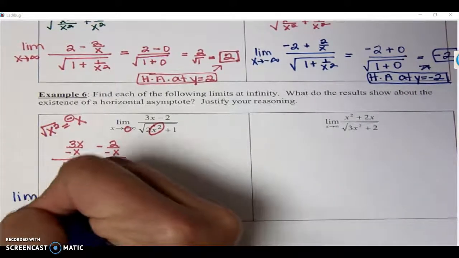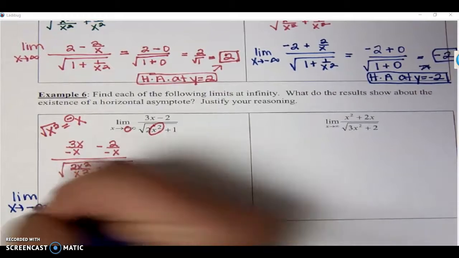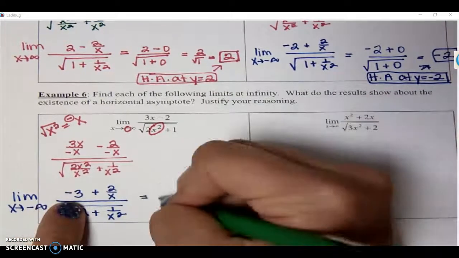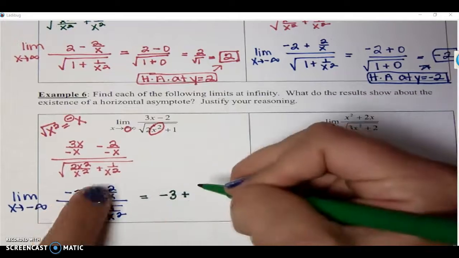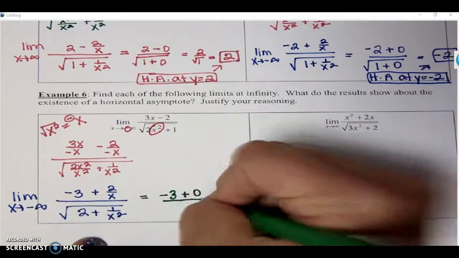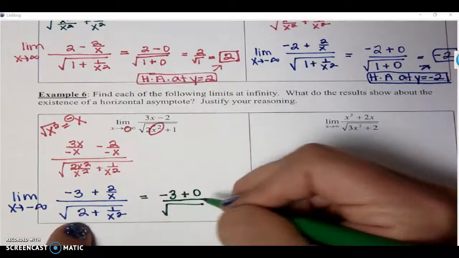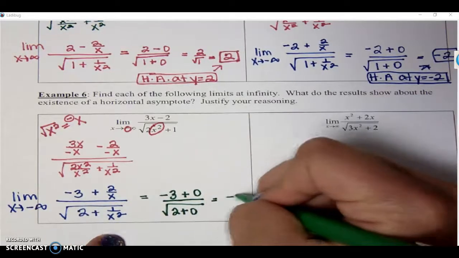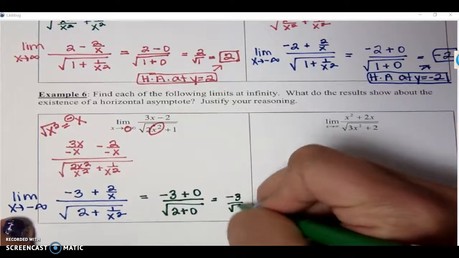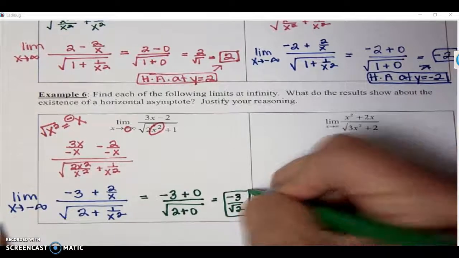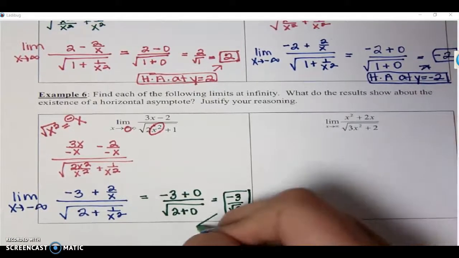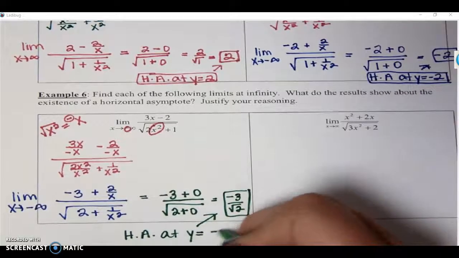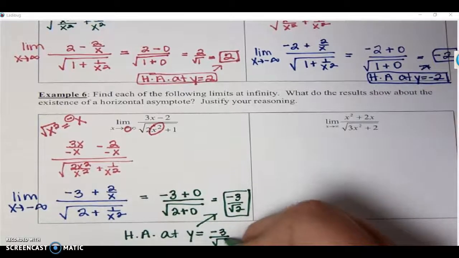Now we're ready to find the limit as x approaches negative infinity. So when we plug in, we have a constant which stays -3, small over big which is 0, over the square root, constant 2 stays, small over big is a 0. So we're going to end up with -3 over the square root of 2. So this tells us that we have a horizontal asymptote at y equals -3 over the square root of 2.